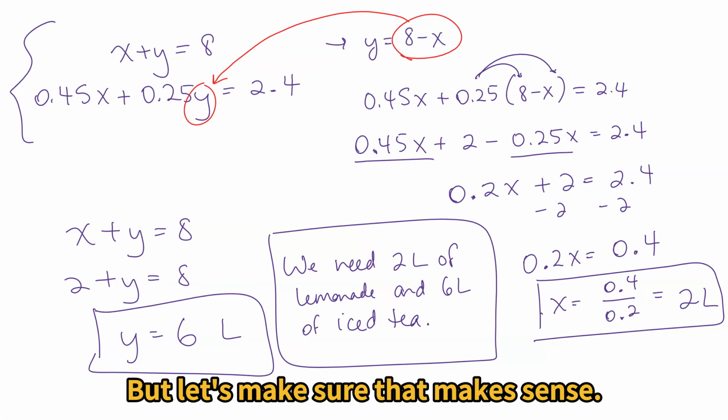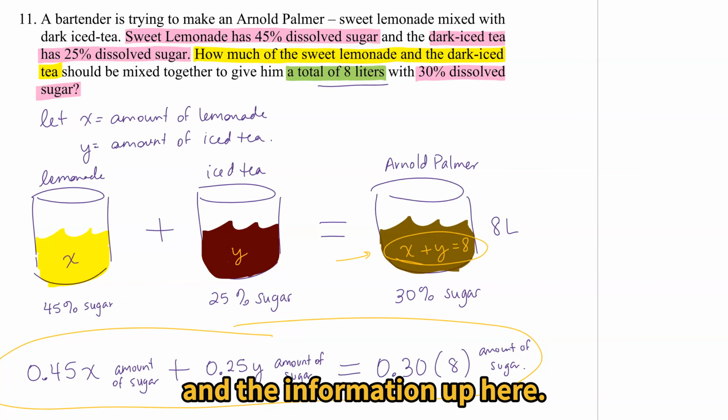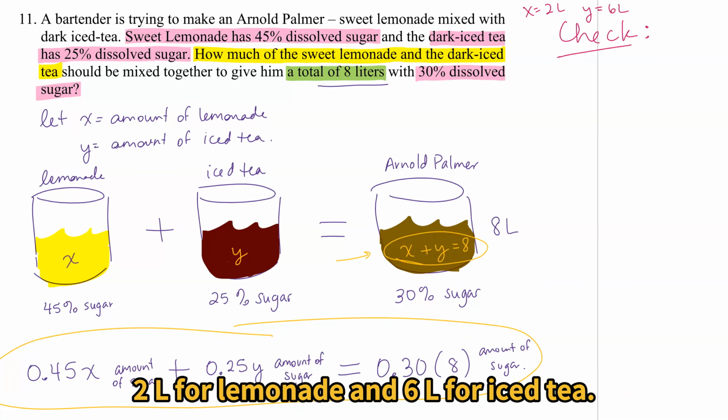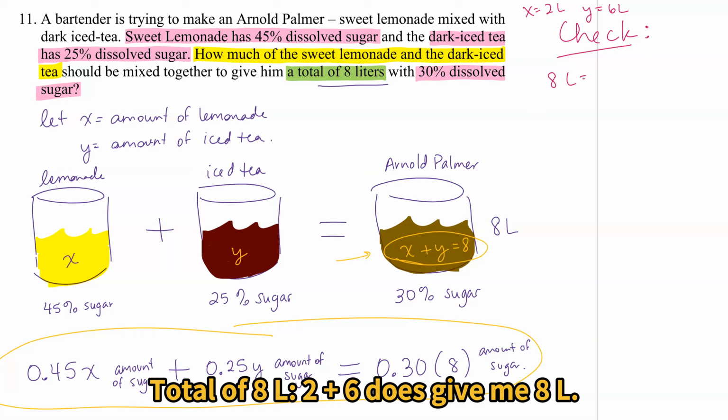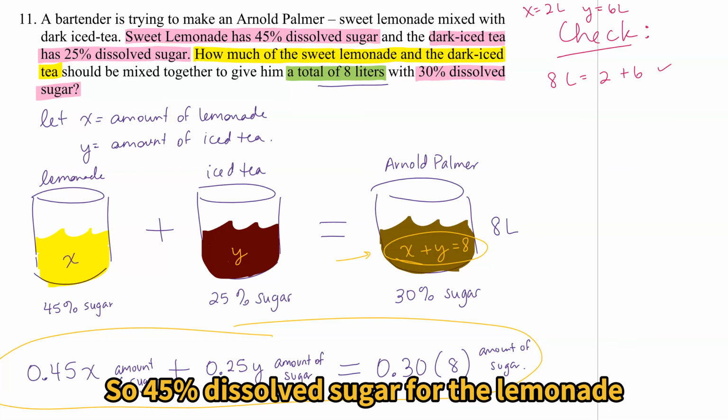But let's make sure that makes sense. So I'll go back up to my picture and the information up here. We'll do a quick check along the side. So we're going to check 2 liters for lemonade and 6 liters for iced tea. Total of 8 liters. 2 plus 6 does give me 8 liters. But let's see about that sugar, see if that makes sense.